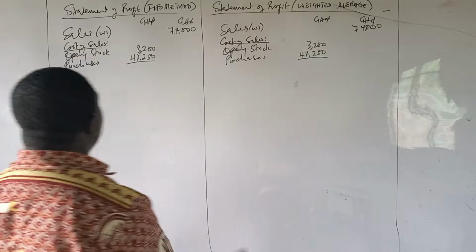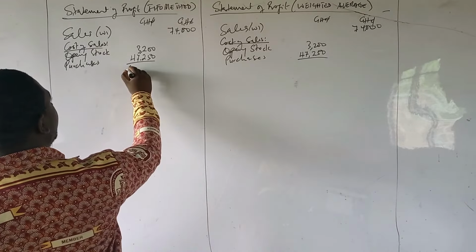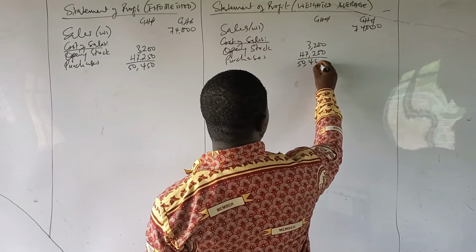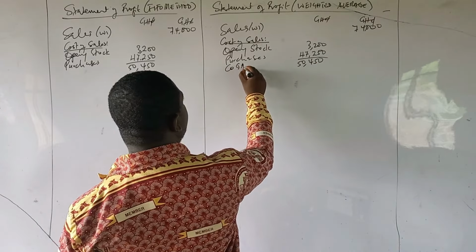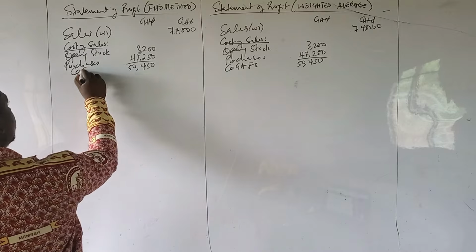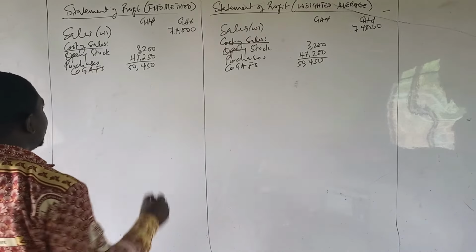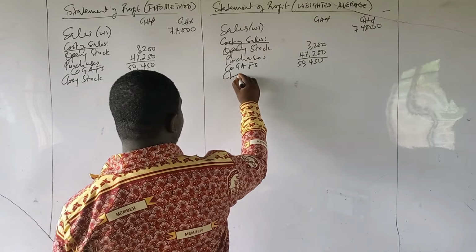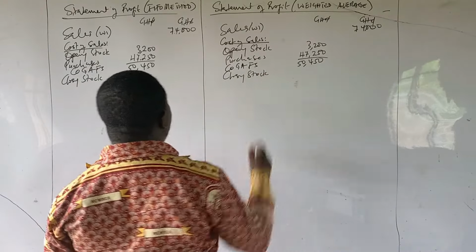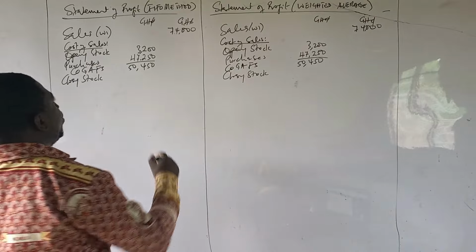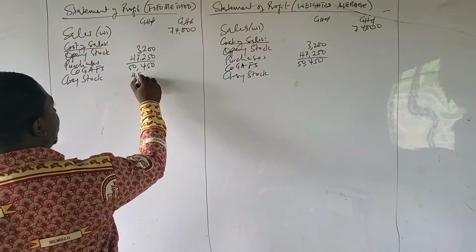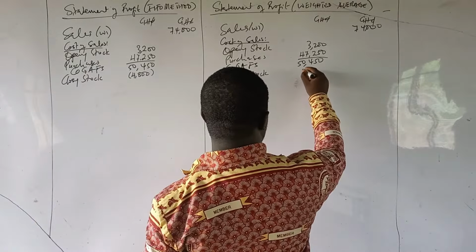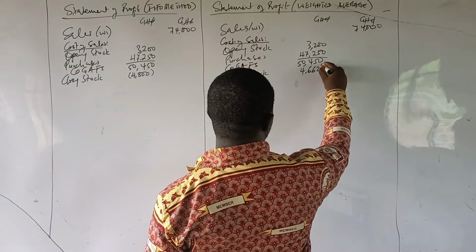So when we add the opening stock to the purchases, we have 50,450. So that will be the same here, 50,450, and that is the cost of goods available for sale. Then we can take out the closing stock, and this is where the difference will appear. Remember that under the FIFO method, we had a closing stock of 4,800 Ghana cedis. And under the weighted average method, we had a closing stock of 4,662.